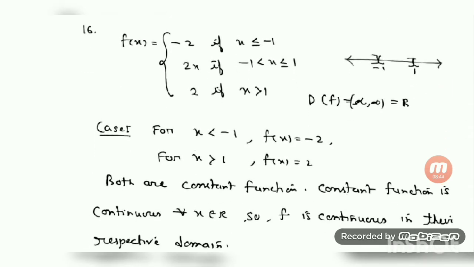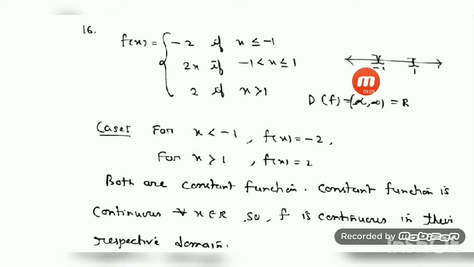Similar question is question number 16. f(x) equal to minus 2 if x less than or equal to minus 1. It is equal to 2x for minus 1 less than x less than or equal to 1. And this is equal to 2 for x greater than 1. So you see the interval is for less than minus 1 it is defined, between minus 1 and 1 it is defined, and for greater than 1 also defined. That means the function, what is the domain? Domain is R.